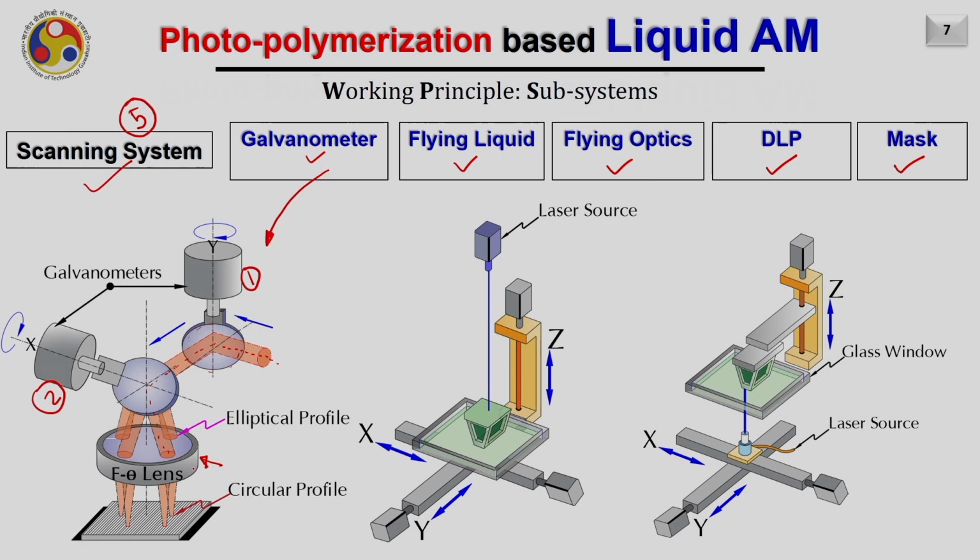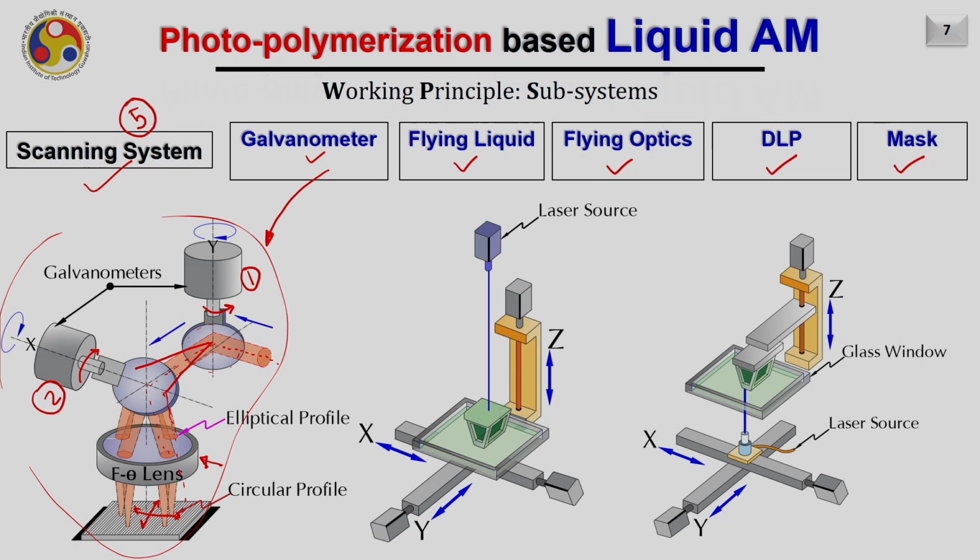As you can see, if I rotate this particular mirror by some angle, then of course I will be able to deflect my beam to another location on the second mirror, and as a result the spot on top of the liquid bed will also move. In a similar fashion, if this mirror also rotates, the spot will be able to move in another direction on the bed. This typical system is called a galvanometer.